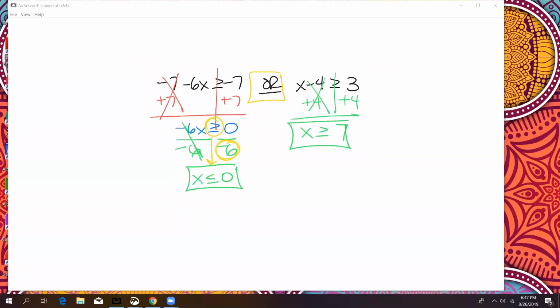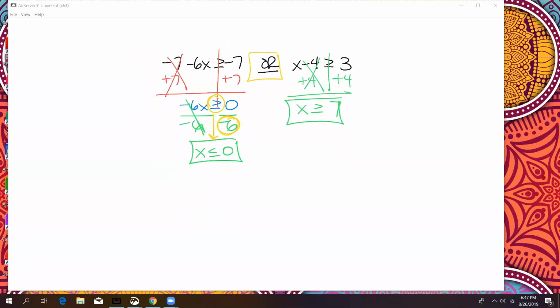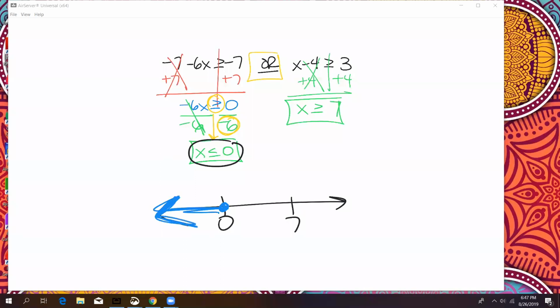So when I graph this, we have 2 inequalities here, 0 and here's 7. So we have x is less than or equal to 0. It's going to be filled in because it's or equal to, and less than is going to look like this. And then this one, x is greater than or equal to 7. You can't even see the 7. X is greater than or equal to 7. I'm going to have a closed circle because of the or equal to, and greater than is going this way.